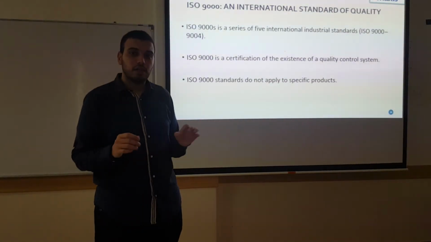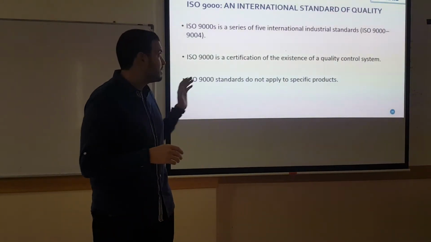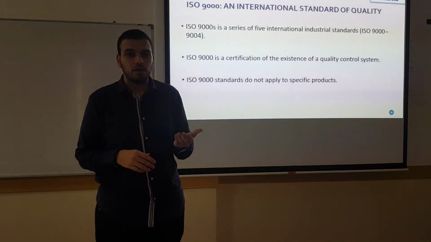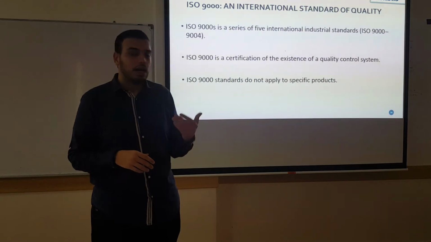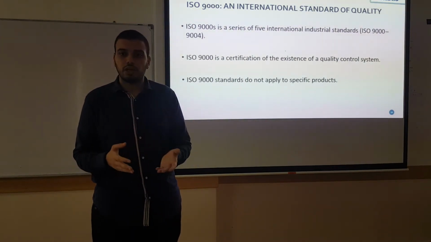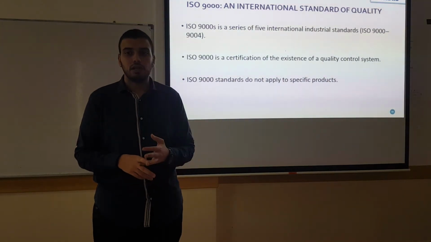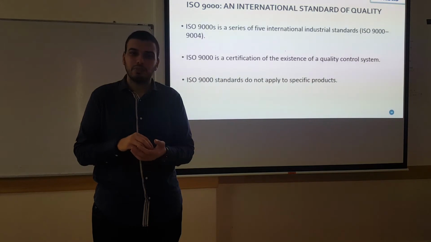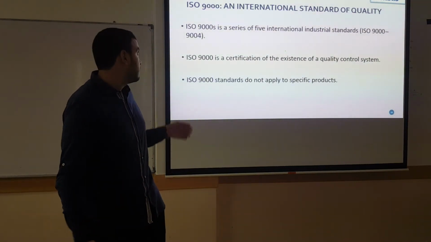ISO 9000. ISO 9000 is an international standard of quality. It's a series of 5 international standards. It was designed in Geneva by the International Organization for Standardization, and it assures the quality of a product. ISO 9000 standards do not apply to specific products, but to the existing quality system, which has a high place to ensure and meet the published quality standards.